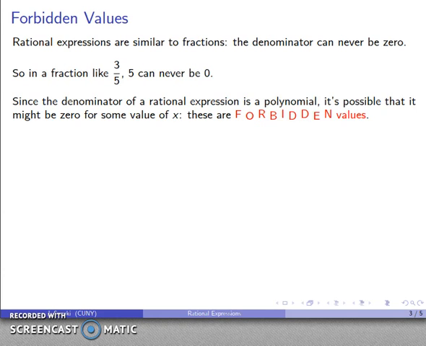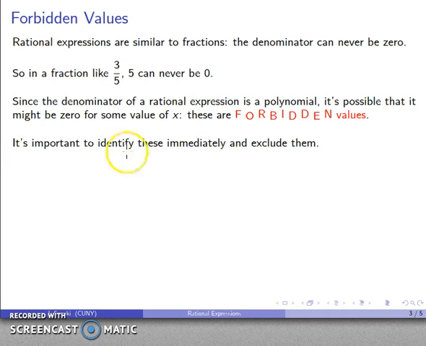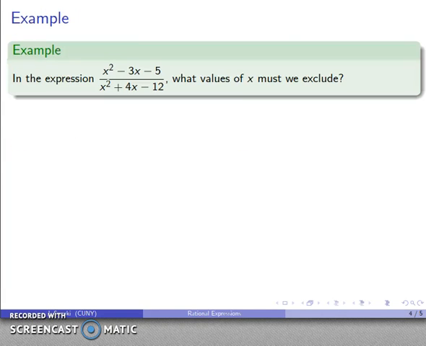But the problem arises when we look at rational expressions, because the denominator of a rational expression is a polynomial. It's possible that there might be some values of x that make the polynomial equal to zero. These are the forbidden values, and we have to be careful that we identify these early. As a matter of habit, when you are confronted with a rational expression, the first thing you want to do is to identify the forbidden values and exclude them from consideration. So, for example, let's take the rational expression x squared minus 3x minus 5 over x squared plus 4x minus 12, and see what values of x we want to exclude.